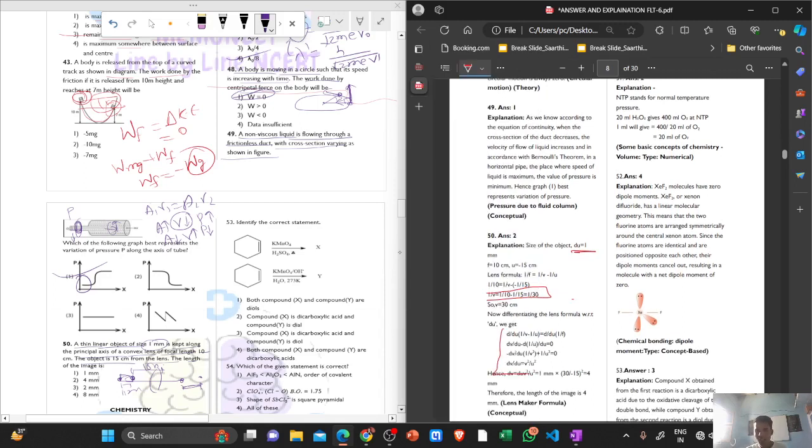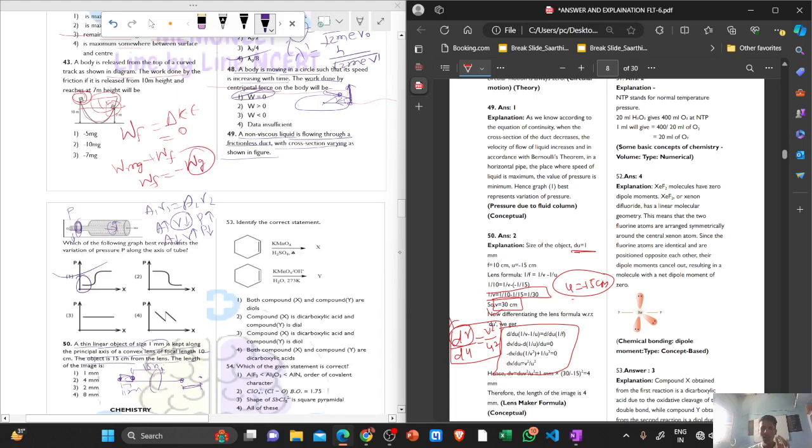By using the differentiation method you can easily get that dv by du, meaning the change in the position of the image by the change in the position of the object, is given by v square by u square. You can calculate v by taking u equal to minus 15 with sign. So you know v, you know u, and you know this relation. This relation is already derived in the class. Here it is derived for your better explanation, but your teacher will teach it in class, so you just need to remember this relation.